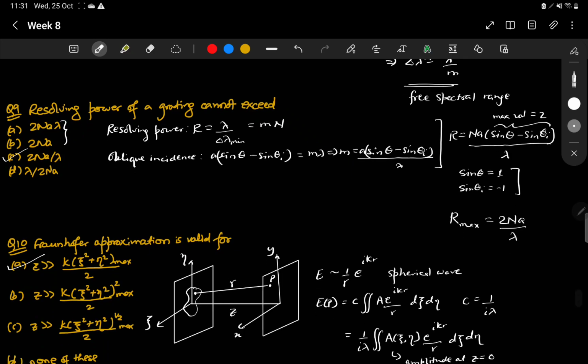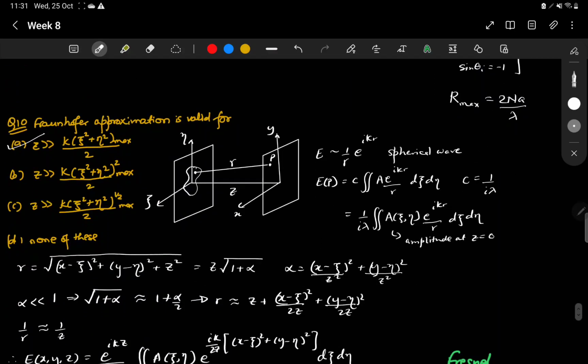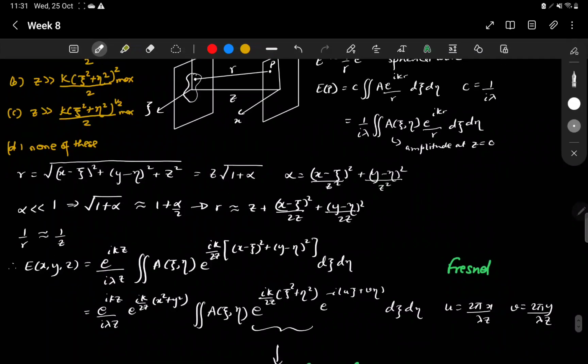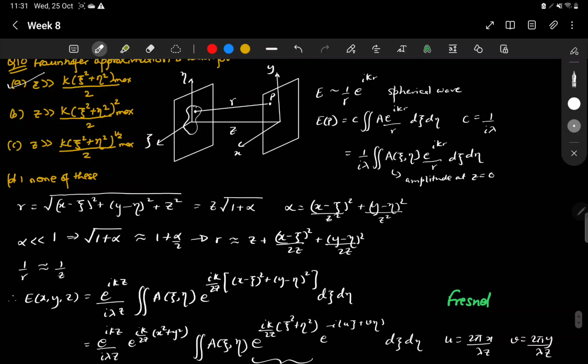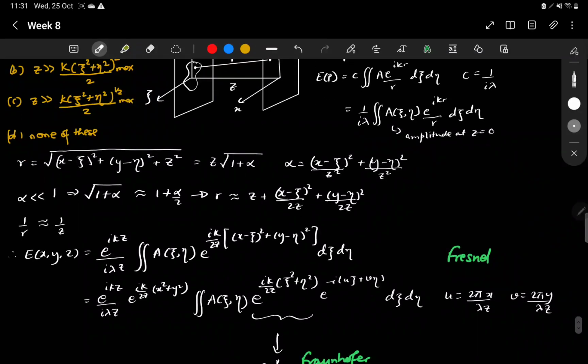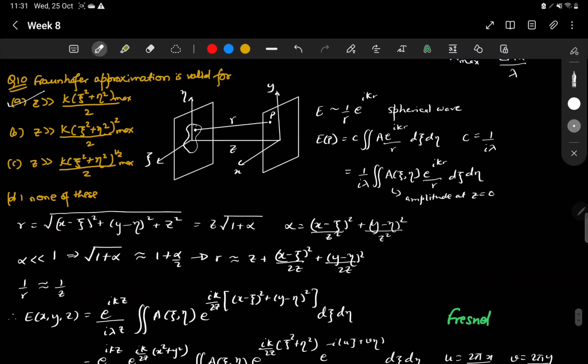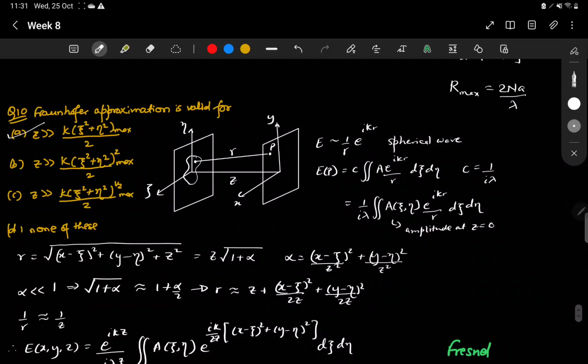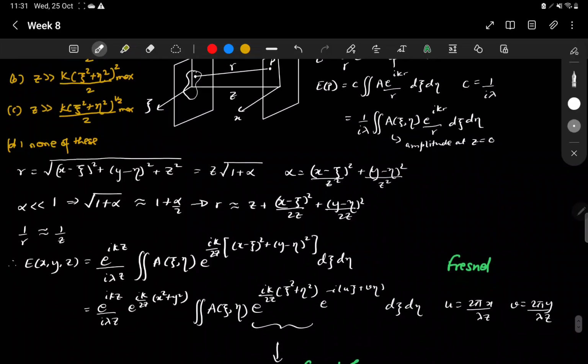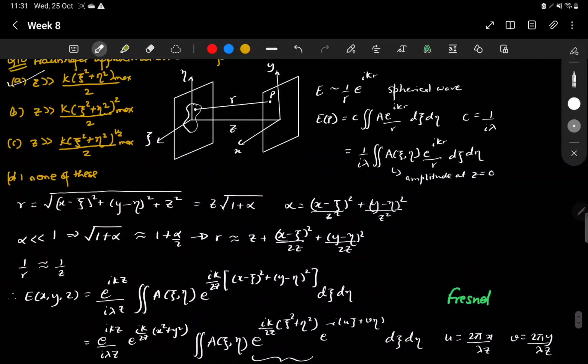Fraunhofer diffraction is valid for this approximation, and Fraunhofer approximation occurs when we are in the far field regime, so we neglect some quantities, and based on what we neglect is how we come up with this regime for Fraunhofer approximation. So distance z should be much larger than the aperture dimensions.